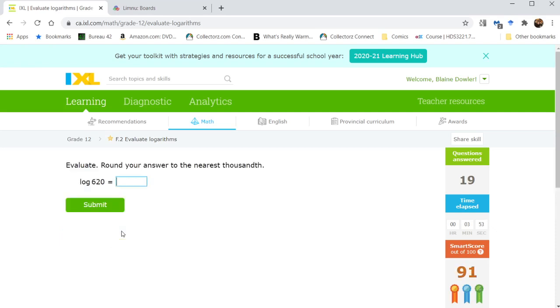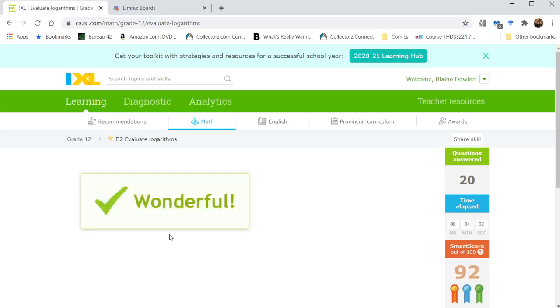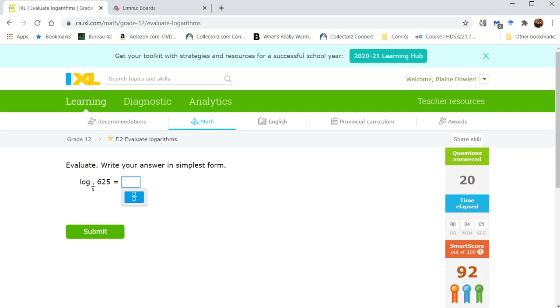And question 20 will be in the challenge zone, but again, that one is just feeding the calculator. So that's 2.792. And this wraps up assignment 2.